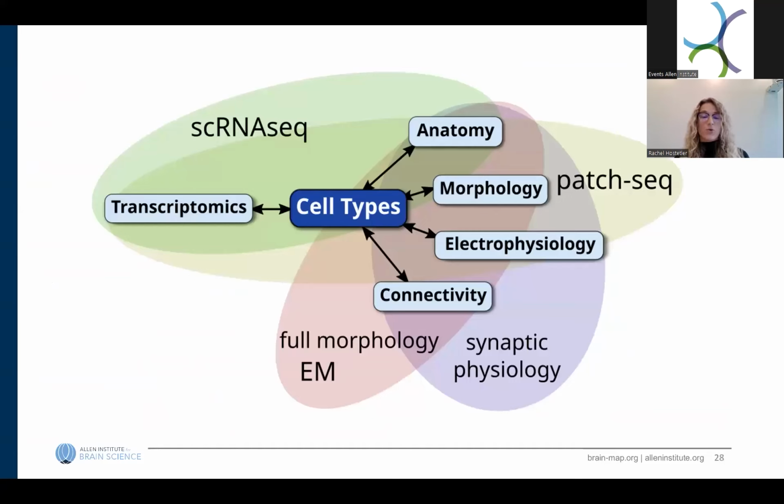And so I just wanted to highlight the ways that we can map our transcriptomic data onto these other types of modalities and other types of data that we have. And when we map our transcriptomics with our anatomy and our electrophysiological data, we get a much more complete picture of these cells and their functions.